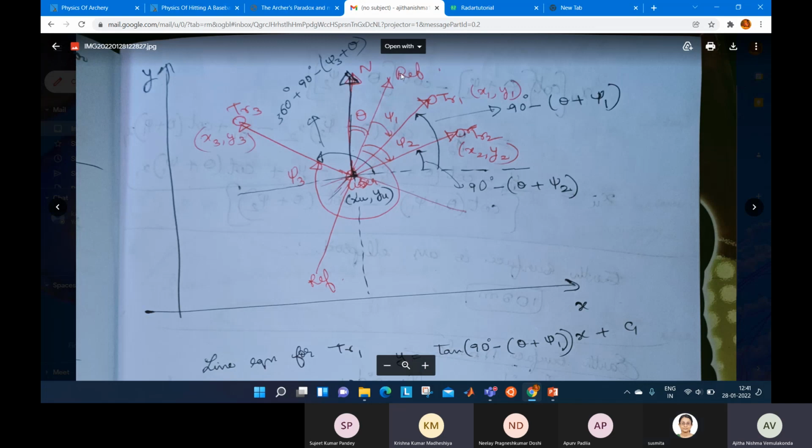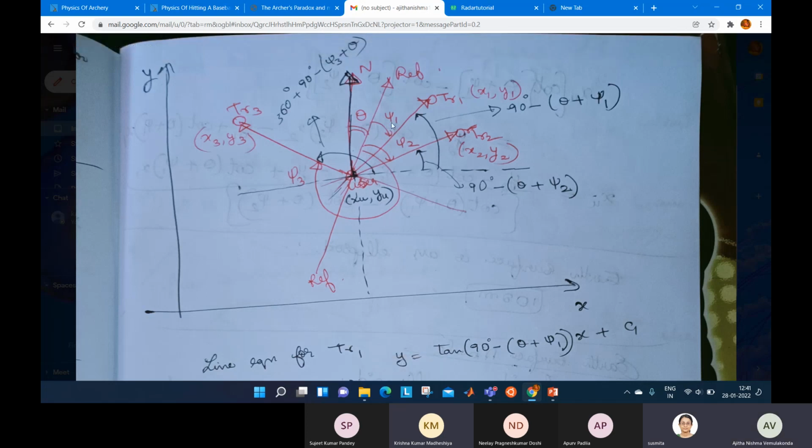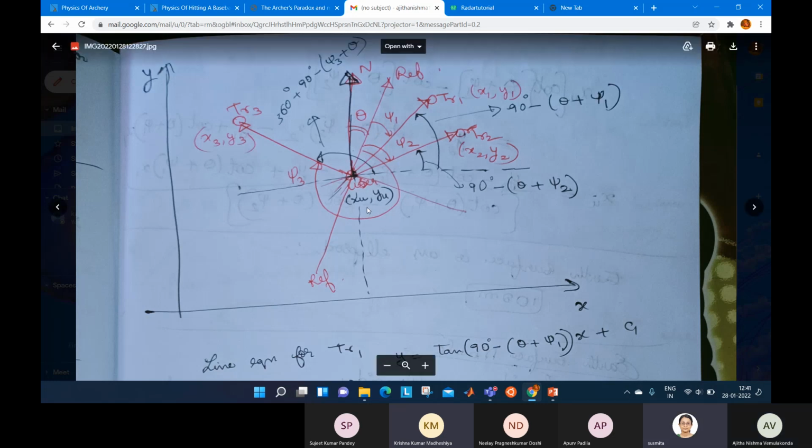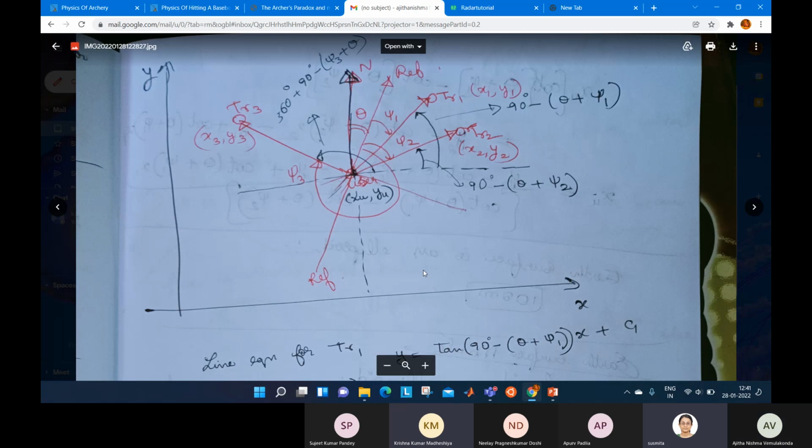Now this is an unknown reference axis. Theta is the unknown angle. As you said, I took three transmitter locations, and I know the locations x1, y1, x2, y2 and x3, y3. I understood that, you need not explain it. So psi 1, psi 2, psi 3. Go straight away to the equations.